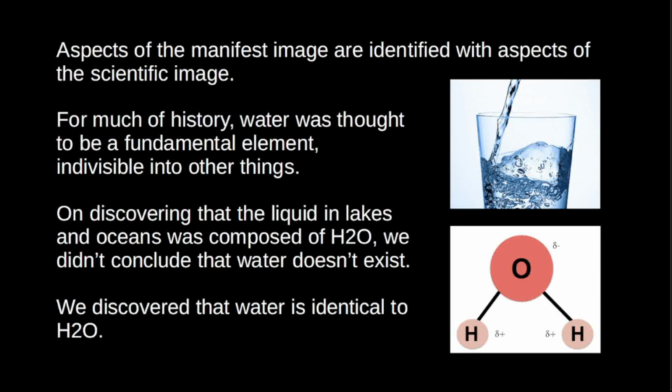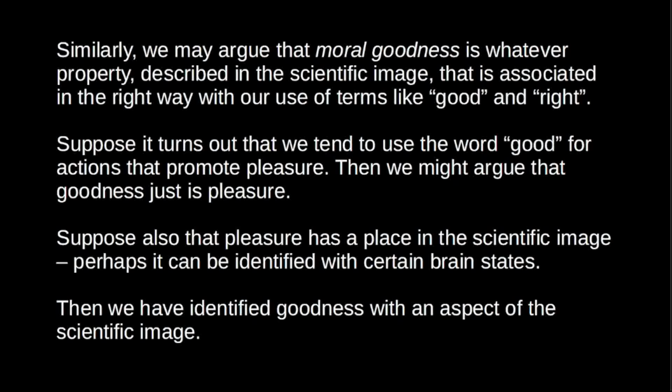So how might this apply to more philosophically contentious cases? Well, take for instance moral properties. There are some philosophers who argue that moral properties just are certain types of natural properties. So moral goodness is whatever property or set of properties is associated in the right kind of way with our use of terms like good and right. One naive option here is to say that moral goodness is just pleasure. When I say it's a naive option, I mean it's just a very simple identification. Goodness is just pleasure, and what you ought to do is maximize pleasure.